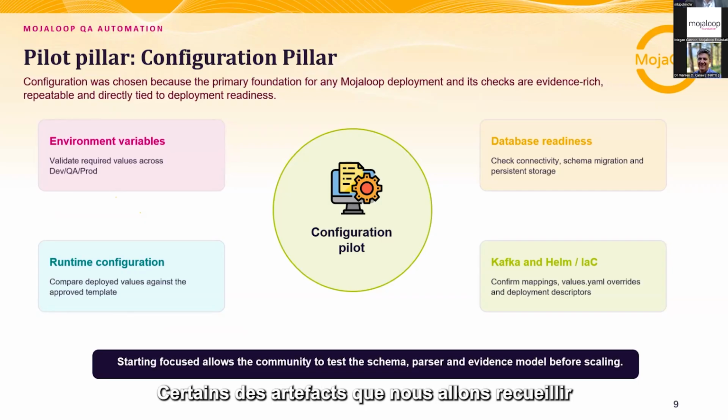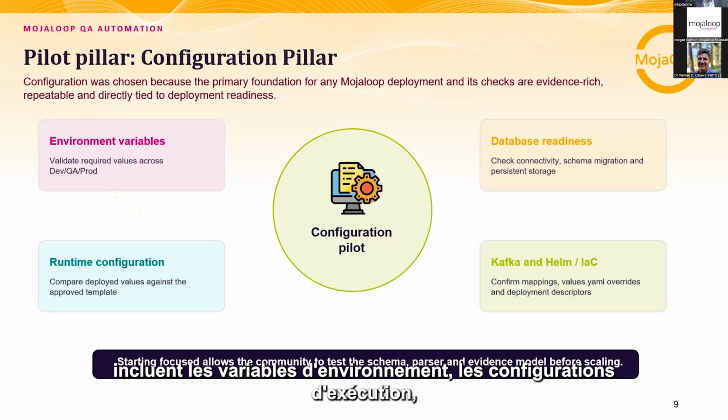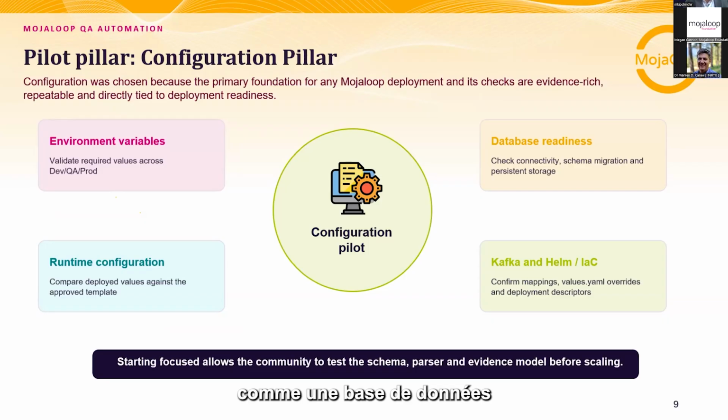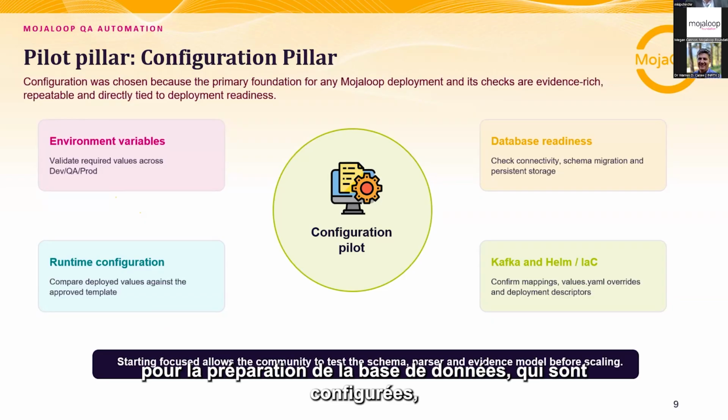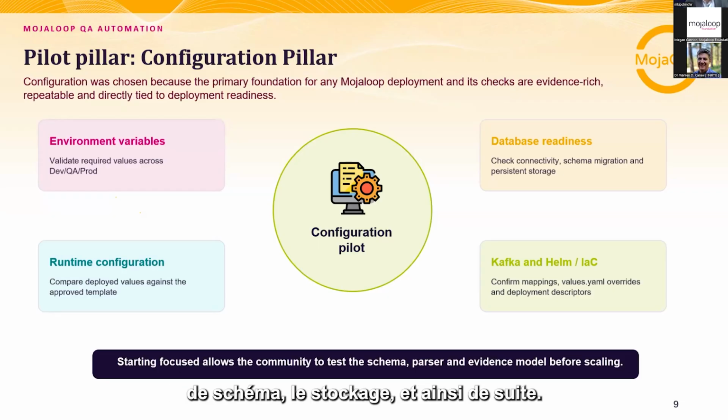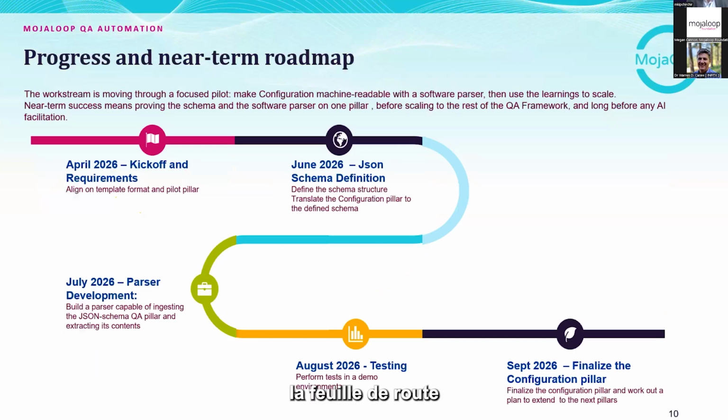An example here, and this is work that is currently ongoing, is the configuration pillar. Some of the artifacts that we'll be collecting for the purposes of quality assurance include environment variables, runtime configurations, and database readiness. We check connectivity, schema migration, storage, and so on and so forth. So we have gotten started with the configuration pillar. That work is ongoing. And if we look at the roadmap for completing that configuration pillar, you can see that we intend to have that ready for use and for testing by the community by September 2026.